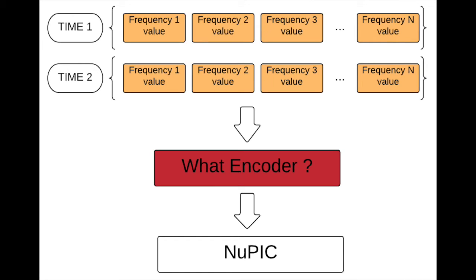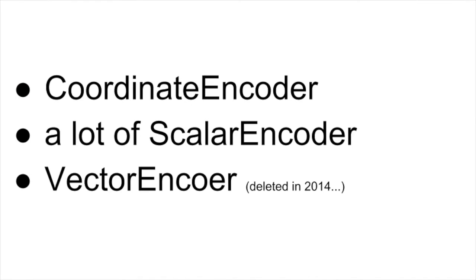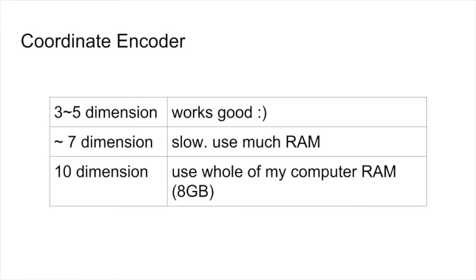I don't know what is the best way to input a vector into NuPIC. I tried 3 ideas. First idea is the coordinate encoder. Second is to use a lot of scalar encoders. Third is the vector encoder. First, I tested the coordinate encoder. It works well for 3 to 5 dimensions, but bigger than 7 dimensions, it can run but does not work. It uses a huge amount of memory. 10 dimensions use 8 GB of memory, and my vector has 50 or more dimensions.